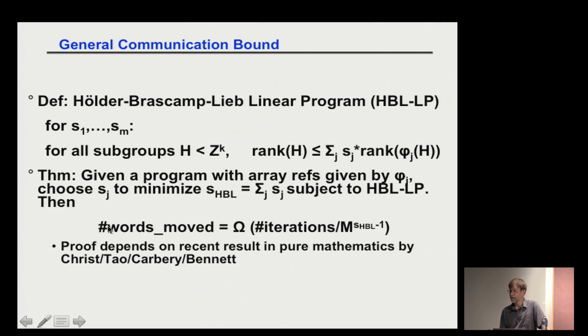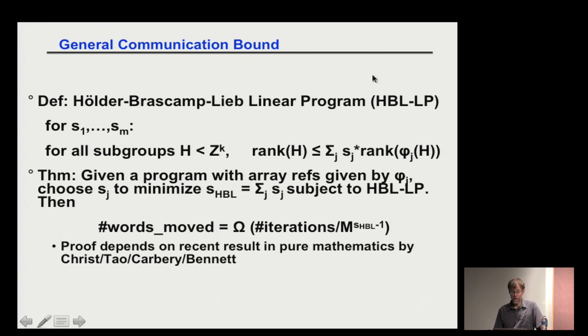Then the theorem says that the number of words moved, no matter how you organize the code, is lower bounded by the number of loop iterations, no matter how many there are, divided by the fast memory size to the exponent, the magic solution of the linear program minus 1. Okay, and where does this come from? It depends on a recent result in very pure mathematics by a colleague, Mike Christ, here in the math department, Terry Tao at UCLA, and a bunch of other mathematicians in the UK. And so when they did this, they weren't thinking about computer science at all. This is very much a result in functional analysis and group theory, but it's exactly what we needed to say very general things about computer science.